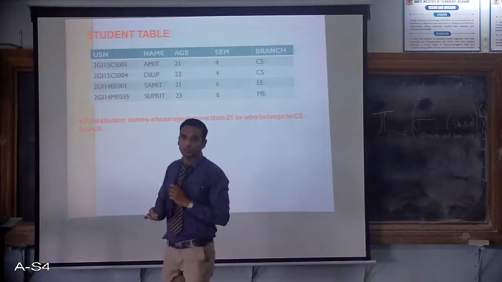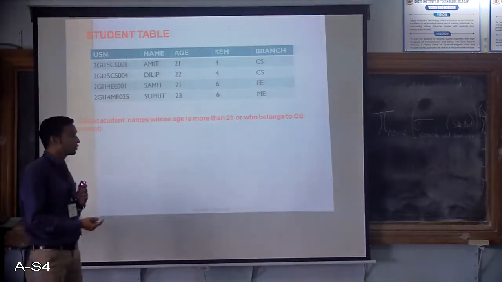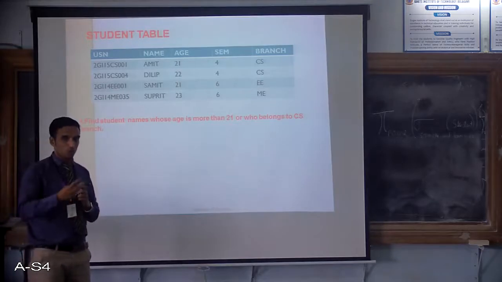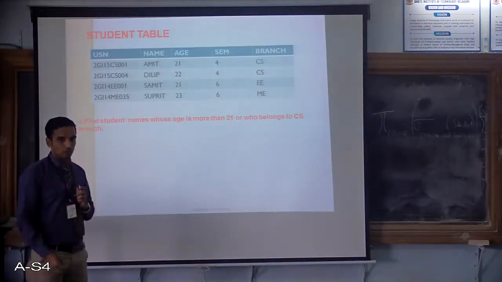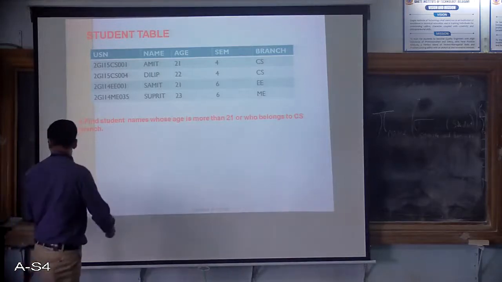So this is how you should work it out initially. Now this is what I'll get as output. Amit, Dilip and Supreet are the three students who satisfy this given condition. Now should I write a query for this relational algebra? Okay, let's work it out.